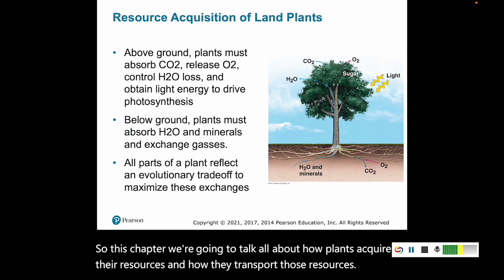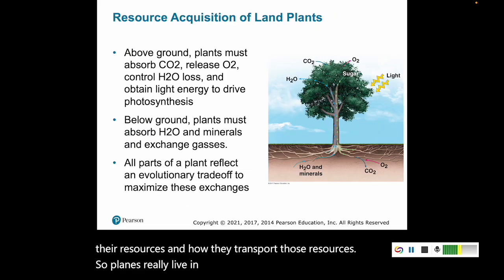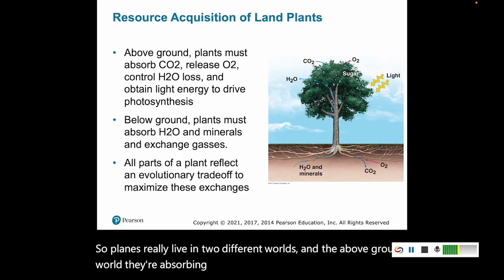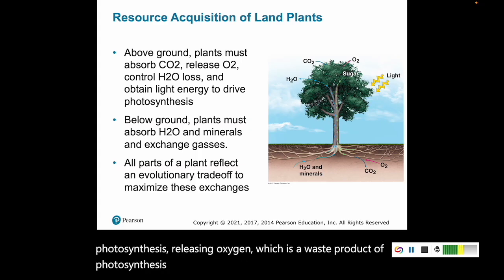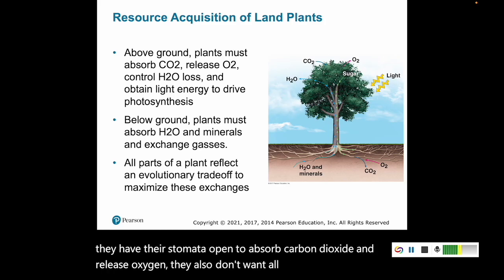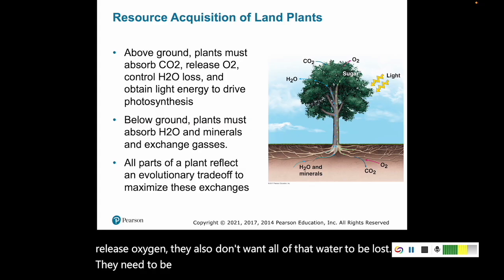So plants really live in two different worlds. In the above ground world, they're absorbing carbon dioxide to perform photosynthesis, releasing oxygen, which is a waste product of photosynthesis. They need to control their water loss. So while they have their stomata open to absorb carbon dioxide and release oxygen, they also don't want all of that water to be lost. They need to be able to get light energy to drive photosynthesis.